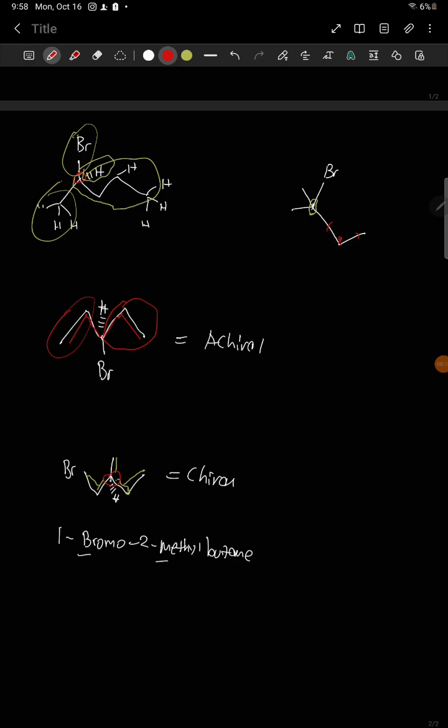Okay, so then we got our bromine here. Alright, so this is achiral, and the reason it's achiral is because we got these 2 methyl groups right here. Those are the same exact groups. That's why we cannot have a chirality center, that's why it cannot be chiral. So this one, achiral.